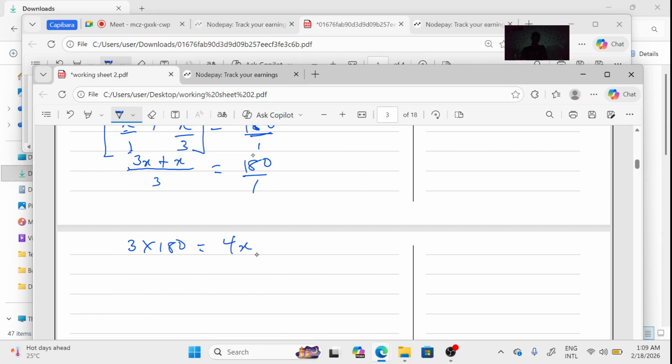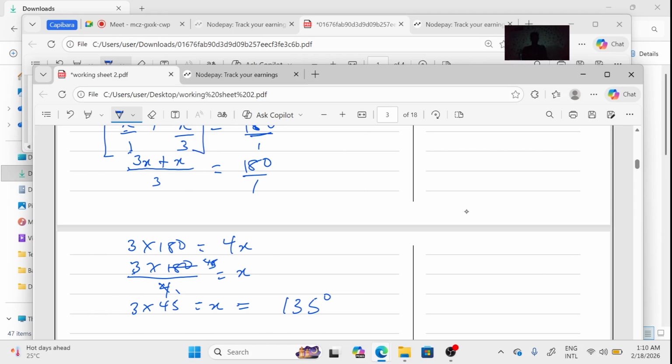So if I divide both sides by 4, I will have 3 multiplied by 180 divided by 4 equals x. 4 in 180 is 45. So I'm left with 3 multiplied by 45 is equal to x. So 45 multiplied by 3 is 135 degrees.